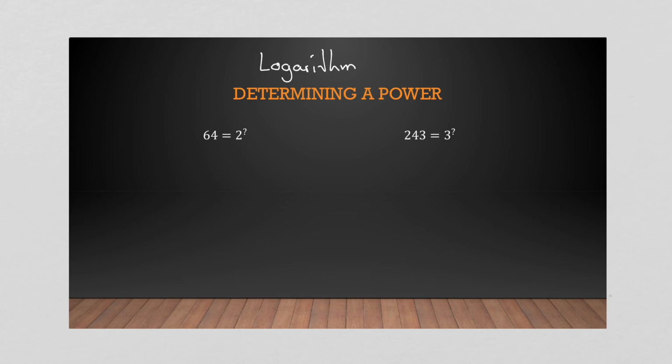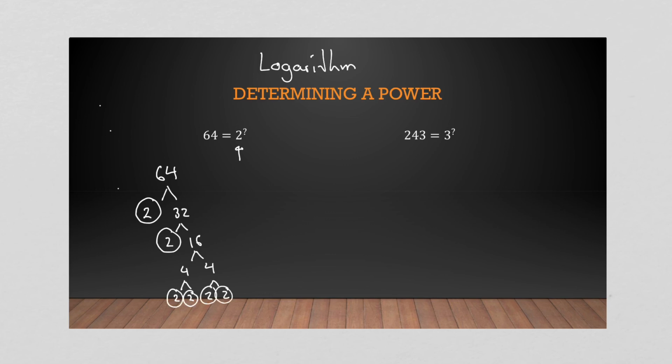So what helps is to look at the fact that you know that 64 is 2 to the power of something. We just don't know what. So take your 64 and break it down into factors. Well, 64 is 2 times 32, which is 2 times 16, which is 4 times 4, but 4 is 2 times 2, 2 times 2. And we would expect to see this because we know 64 is 2 to the power of something, and look at that, every single factor is a 2. 1, 2, 3, 4, 5, 6 of them. So 64 is equal to 2 to the power of 6.